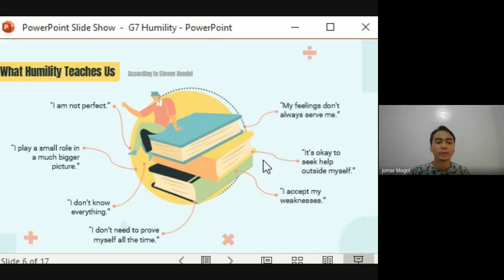Last one, what humility teaches us is my feelings don't always serve me. So in other words, don't let your emotions get over you. Kasi kapag kinain kayo ng emosyon nyo, ito na yung magiging out of control nyo sa buhay nyo. You may experience stress. You may experience anxiety and depression.